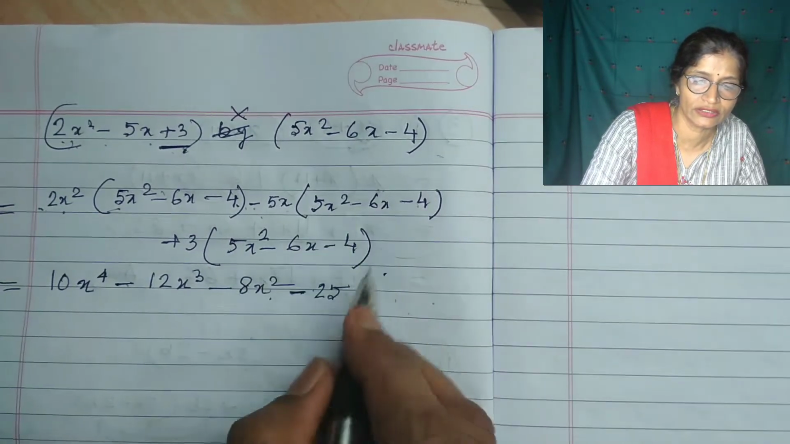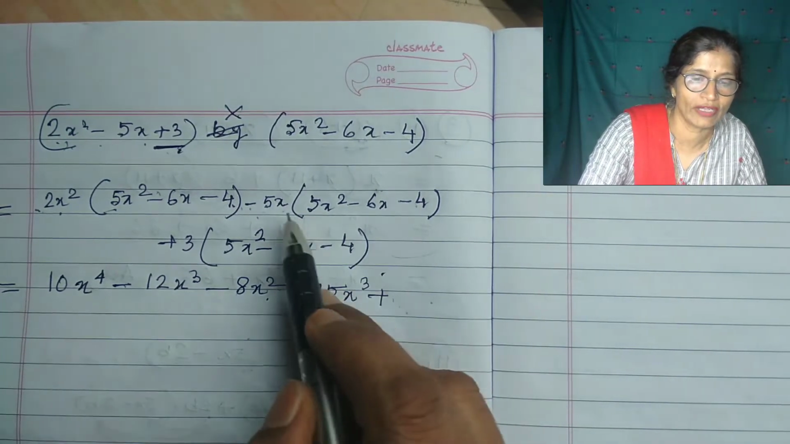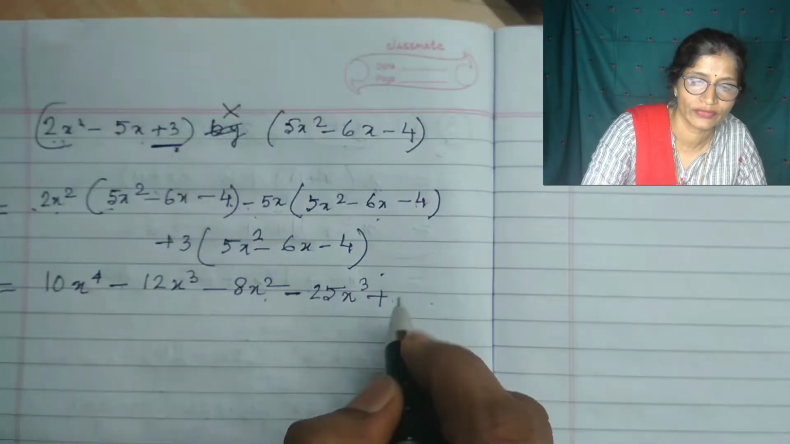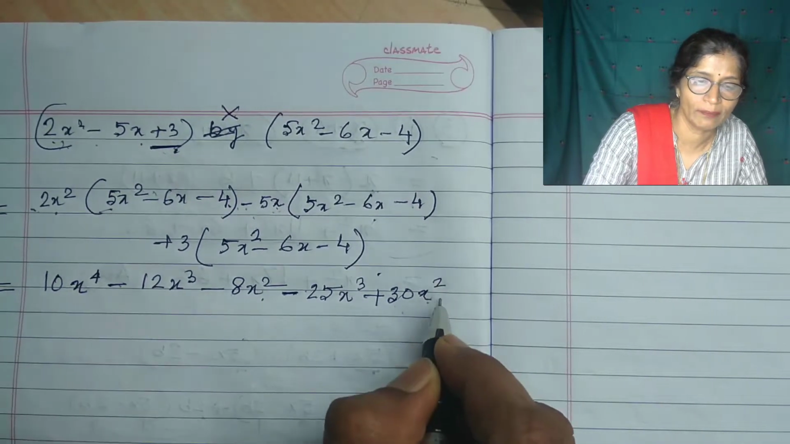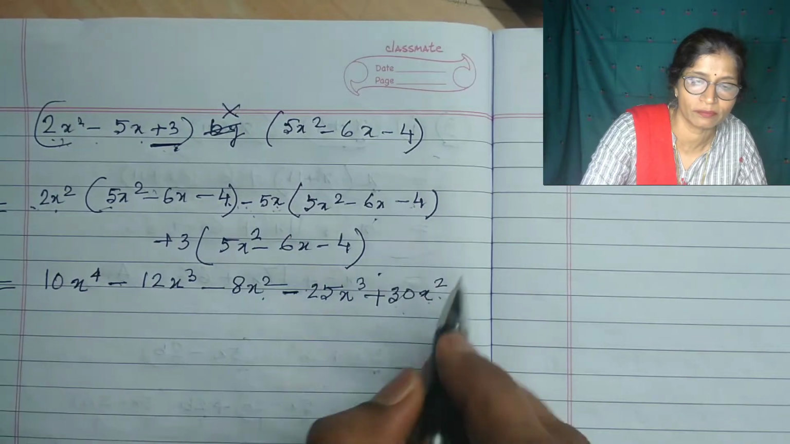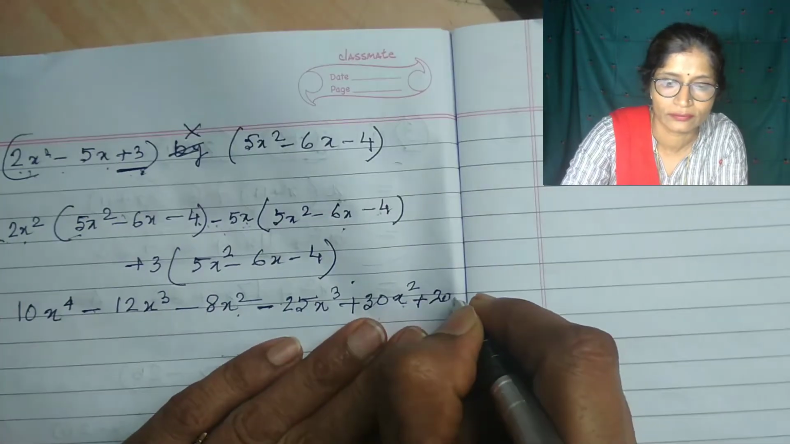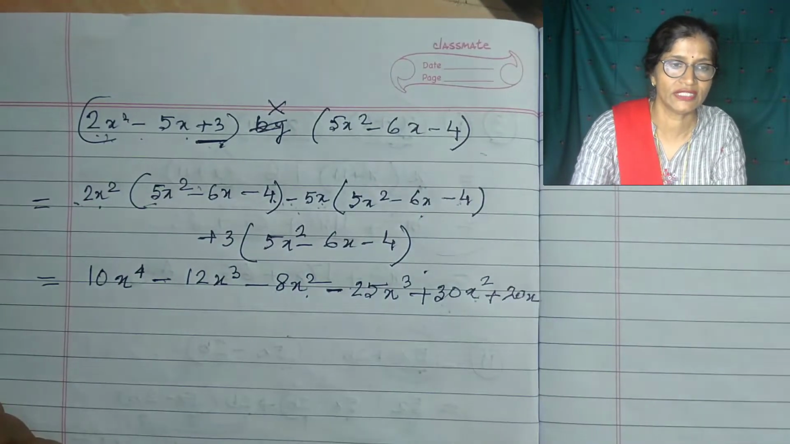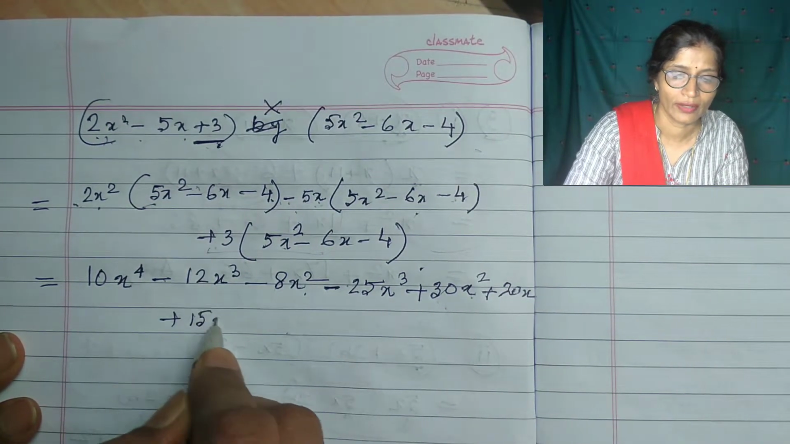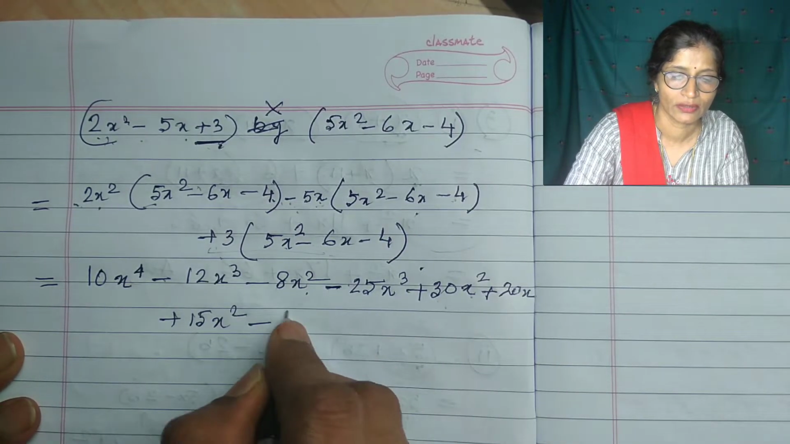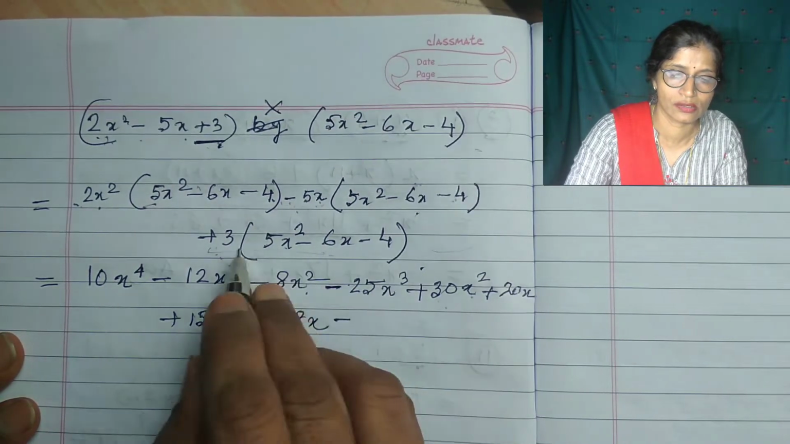Okay, and x into x square, x to the power 3. Again minus minus plus. So 5x into 6x, 5 6s are 30, and x into x means x to the power 2. Then minus, this minus into minus plus, 5 4s are 20x. Next, this part plus 3 5s are 15 x square minus 18x minus 12.